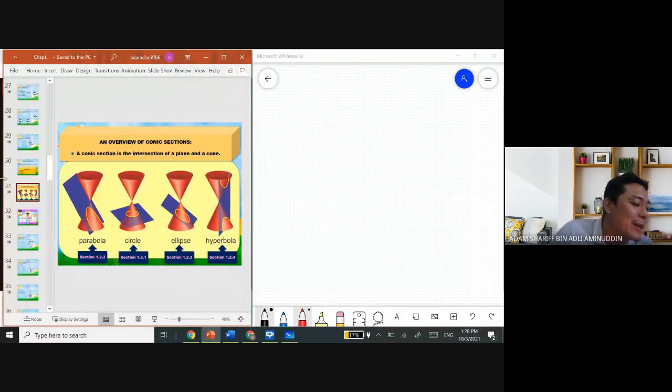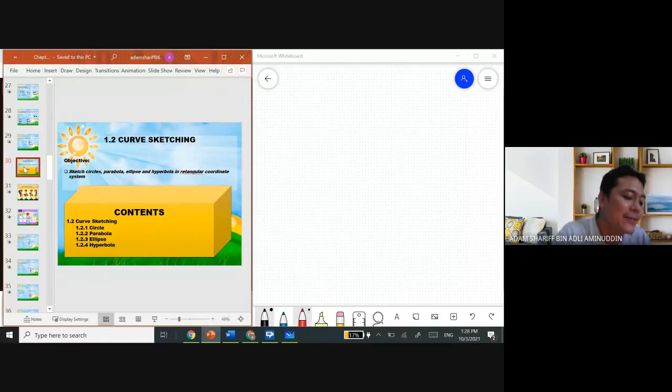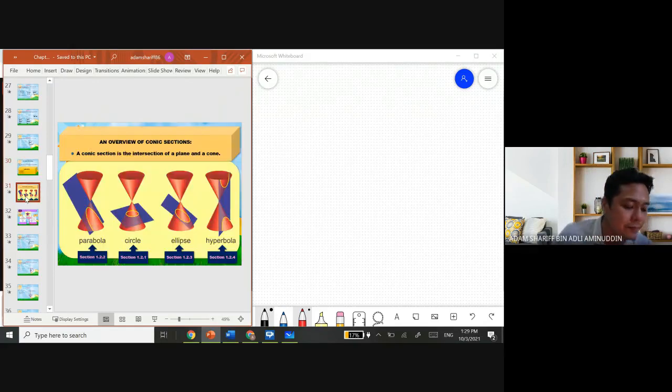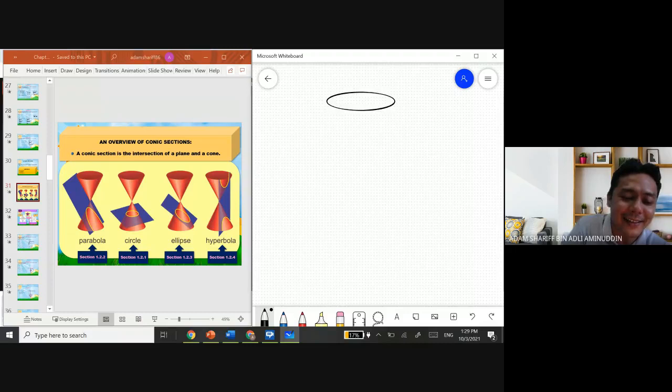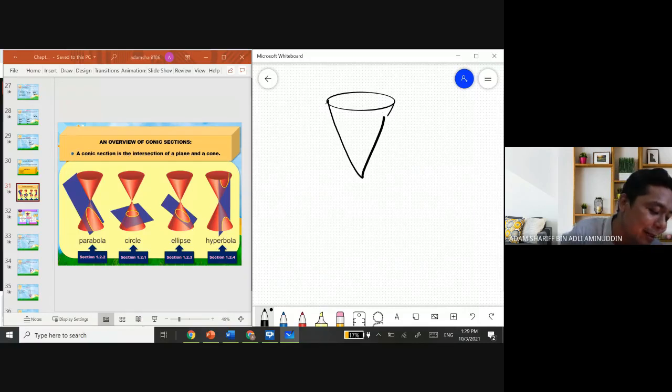Alright, now we go to a conic section. Curve sketching. Basically you will learn a conic section. 1.2 ni semuanya pasal conic section, and conic section we can get 4 types of geometrical surface there. Okay, cone is a 3D shape. Cone macam mana ice cream cone. Sekejap saya lukis. Okay, this is cone. Looks like 3D but tak cantik saya lukis ni.